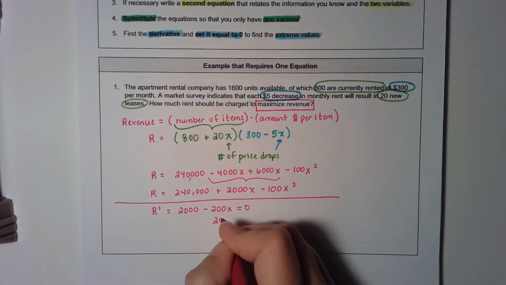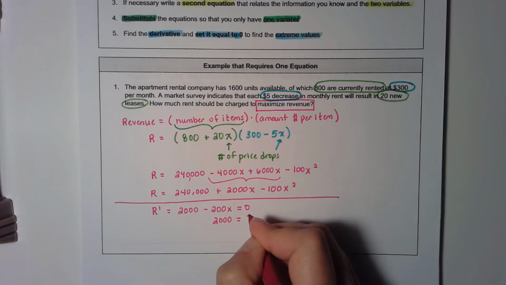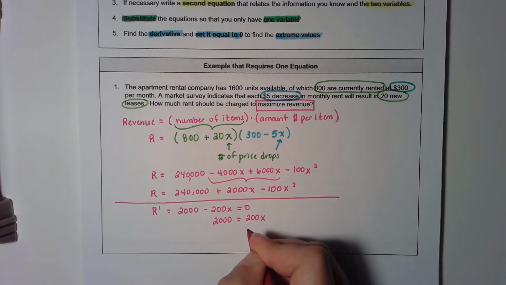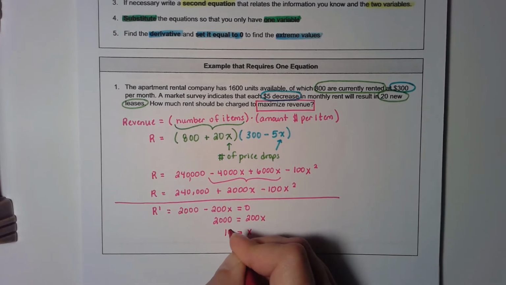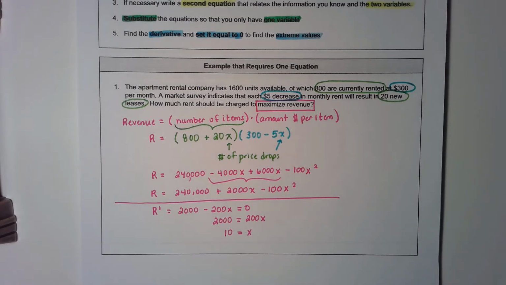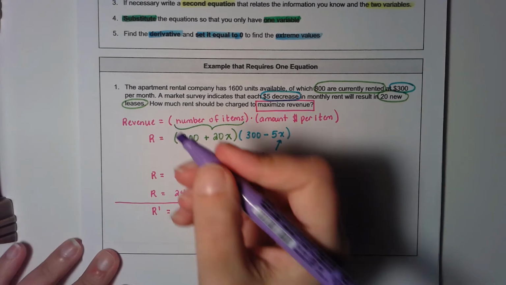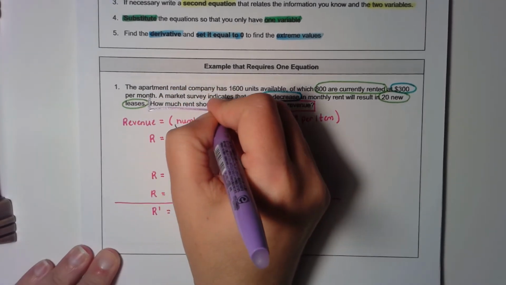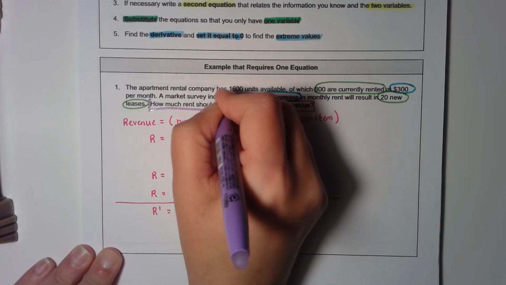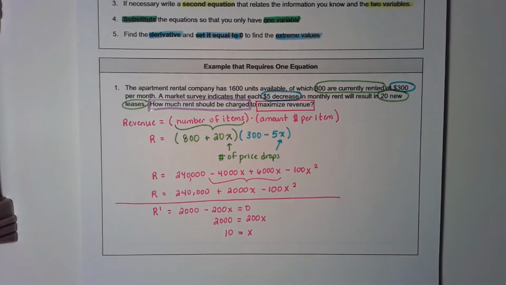Now, if I slide the 200x over, 2000 is equal to 200x, so x equals 10. In other words, we should drop the price 10 times. Now, this question says, how much rent should be charged? So it doesn't say how many times should you drop the price. It says how much rent should you charge?